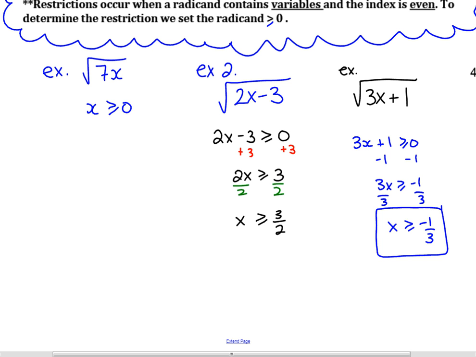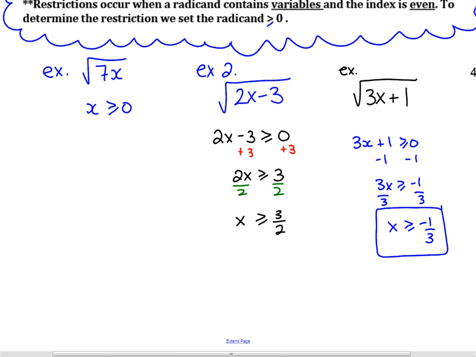Most of the restrictions you're going to deal with right now will be monomials like this, where it's usually just x is greater than or equal to 0. But as this unit goes on, you'll see ones like this. So I just want to kind of introduce it now so that it's not a surprise when you see it.